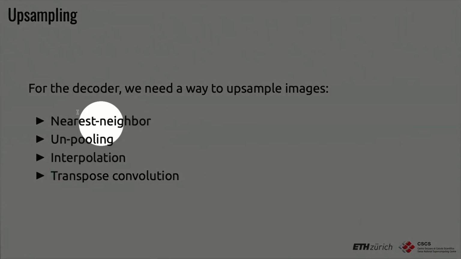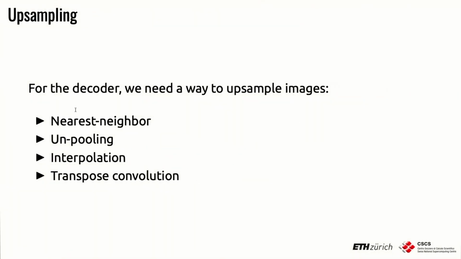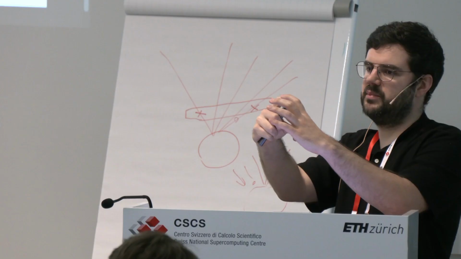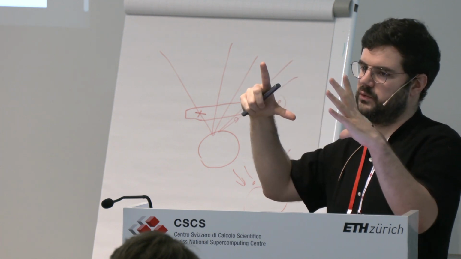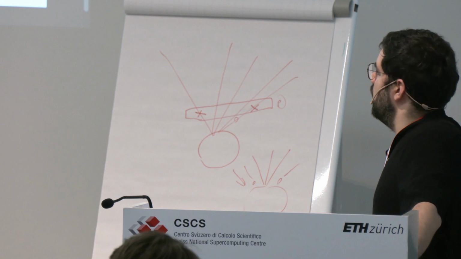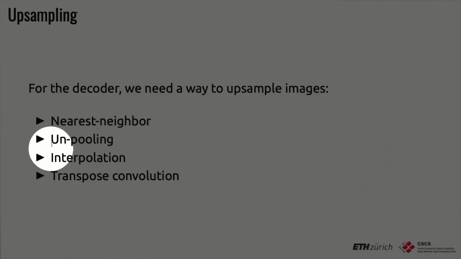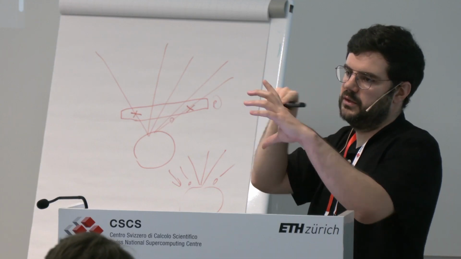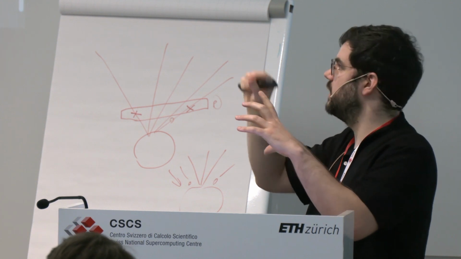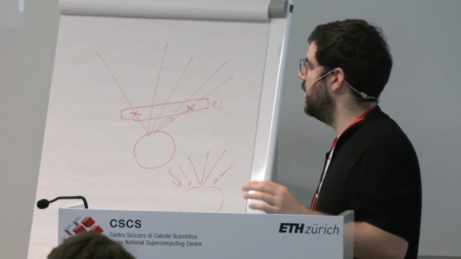So for example, nearest neighbor means that when you increase the size of your image, you just take the one pixel that you're trying to resize. Maybe you make 1 pixel into 4, and you just take the same value for all the 4 pixels when you go to bigger images. Unpooling is really simple. Then you can also do interpolation. So for example, if you go from 1 pixel to 4, how do you fill the 3 pixels that you added? You can do interpolation with the next pixel up.